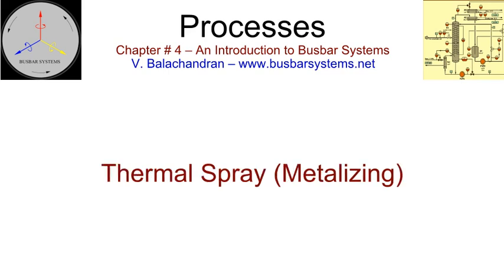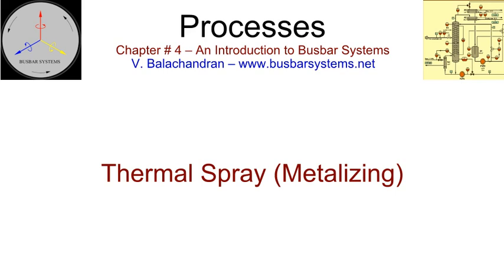Thermal spray, metallizing. It is the process of spraying semi-molten zinc on the surface of the fabricated item with a handgun. The two popular methods of spraying are the electric arc spray process. An arc is struck between the two zinc electrodes, which are both consumables.